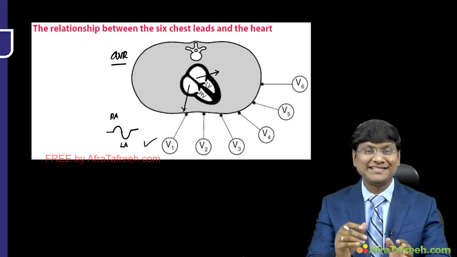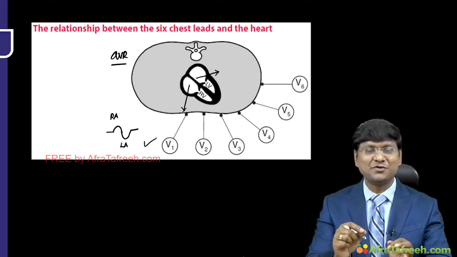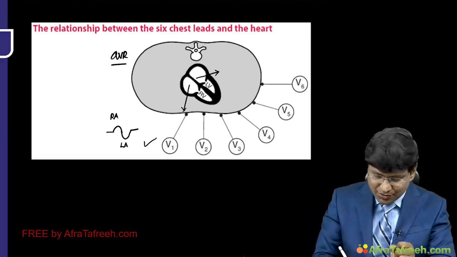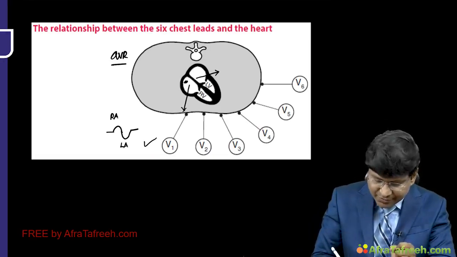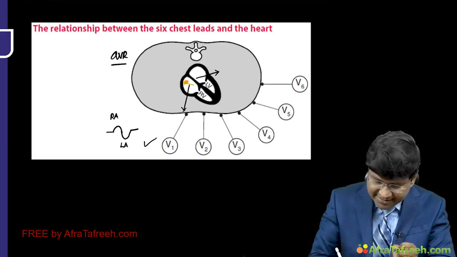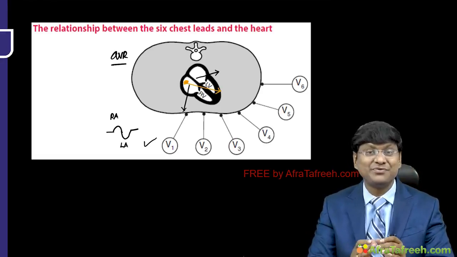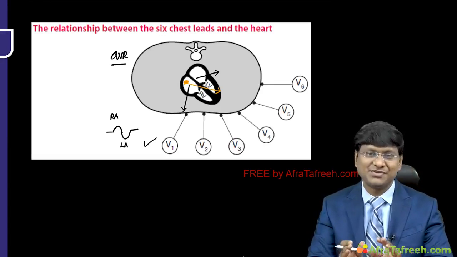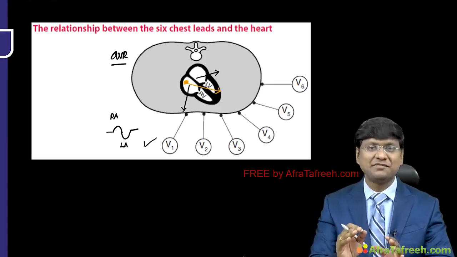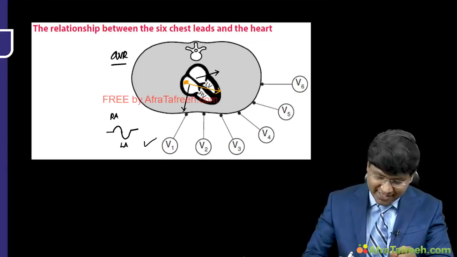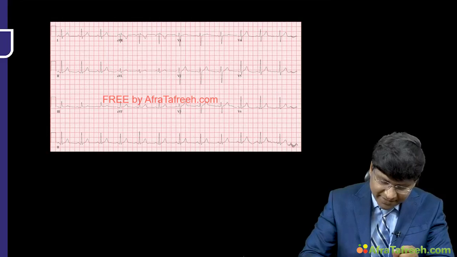Now the point is that the direction of depolarization is moving away from the AVR. This is your SA node, and from here the electrical activity is moving towards the apex. So the electrical activity is moving away from your AVR. When the direction of depolarization is moving away from AVR, how will your P wave be in lead AVR? The P wave will be negative.